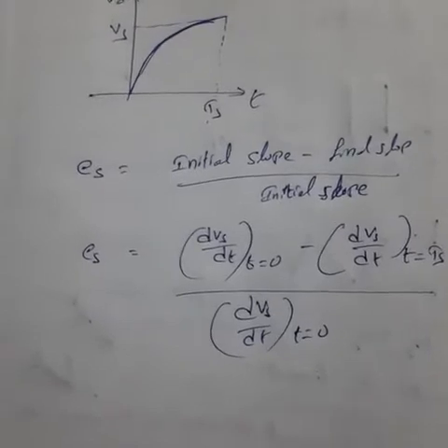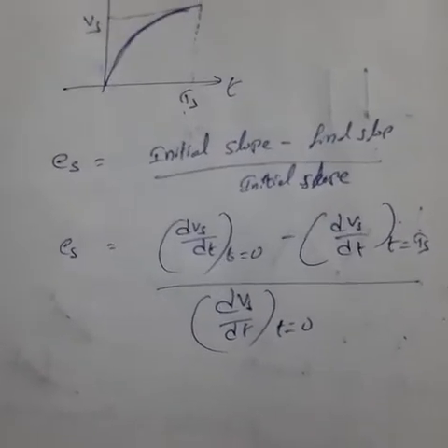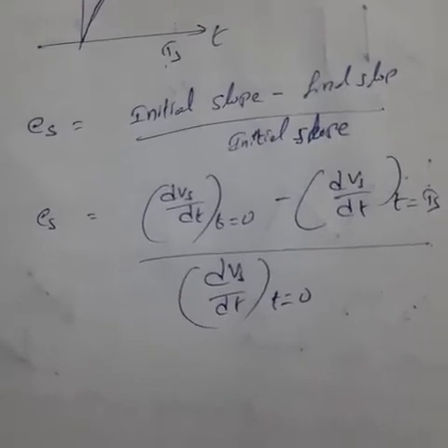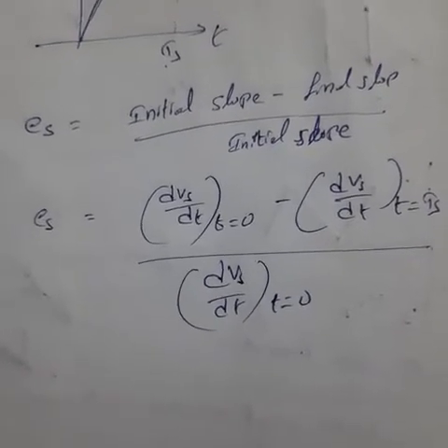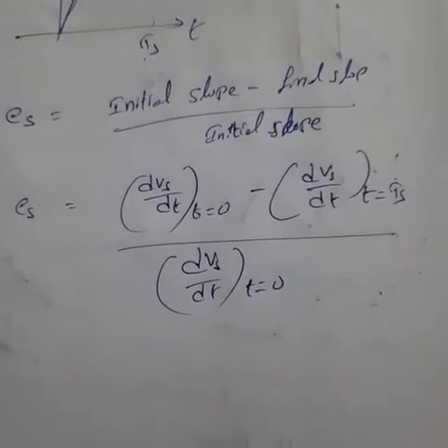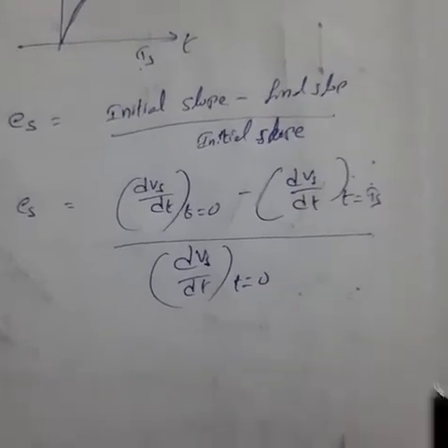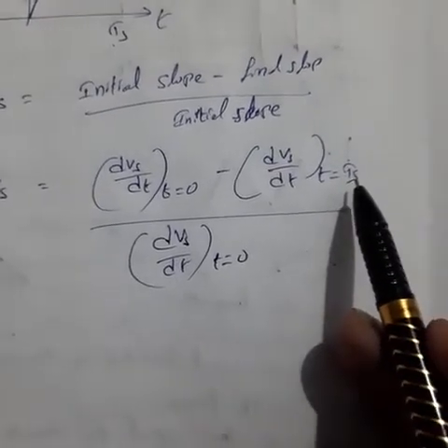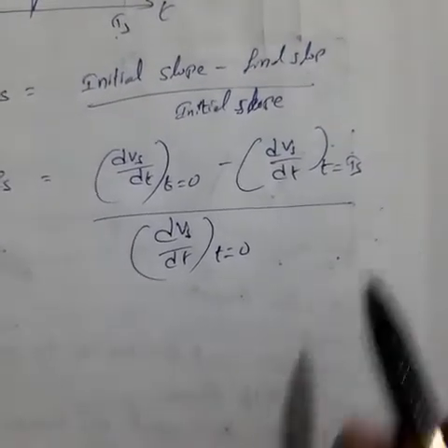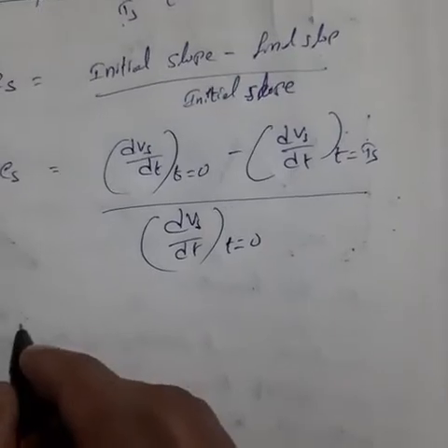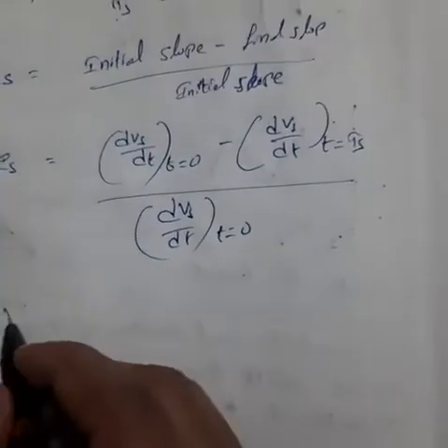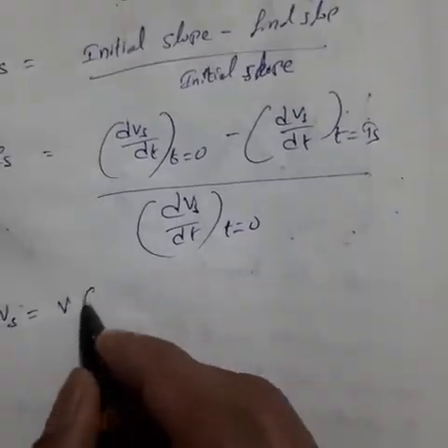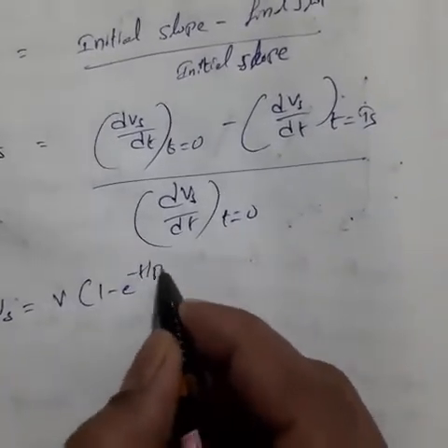Okay, how can we define sweep error or slope error? It is defined as the ratio of the difference between the initial slope and the final slope, to the initial slope. This is the definition and this is the equation: initial slope and this is the final slope. The exponentially increasing voltage is mathematically expressed as V into 1 minus e power minus t by RC.